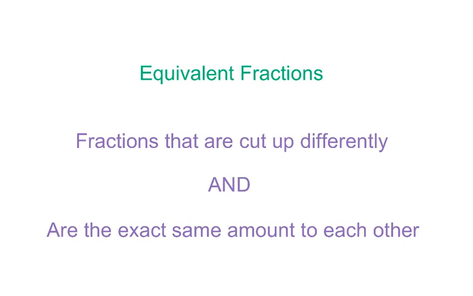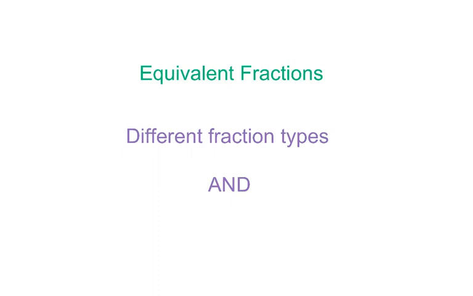So we can have two differently named fractions that are cut differently, making them look somewhat different. However, they are the exact same amount when you add up how much you've got. So equivalent fractions are different fraction types and are equal to each other. So let's examine this through an example.